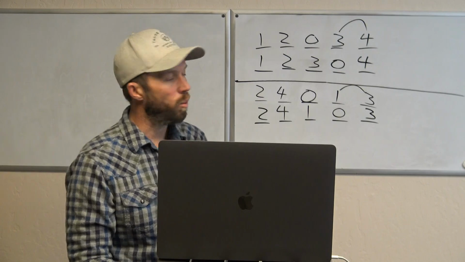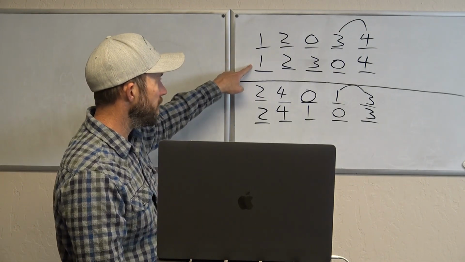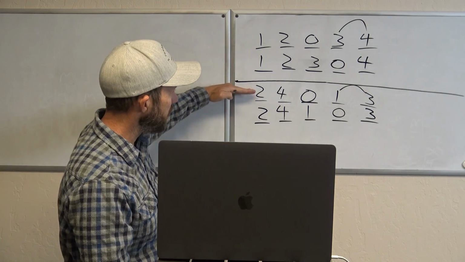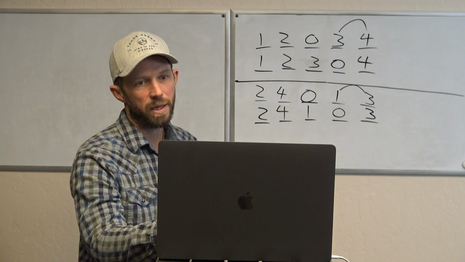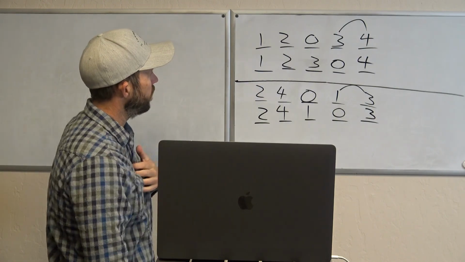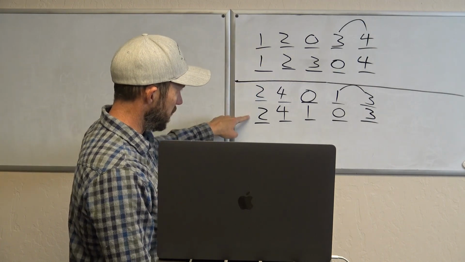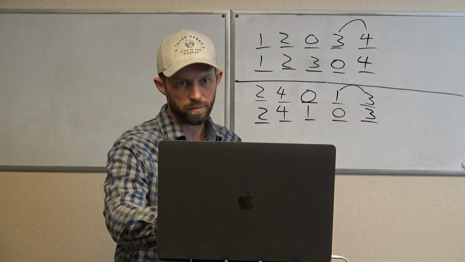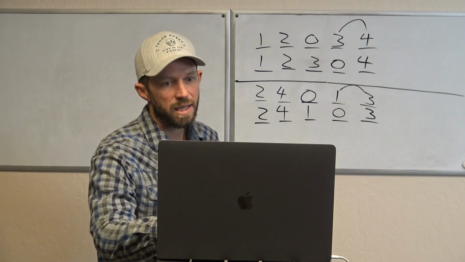Does it have to be true that the 1 is before the 3? Here it is, and here it is, and here it is, but not here. In this code, the 1 and the 3 can go in either order, so the answer for number 2 is not B. Does the 2 always have to be before the 3? Yes, yes, yes, yes, yes. The 2 is always before the 3, so the answer for number 2 is C.